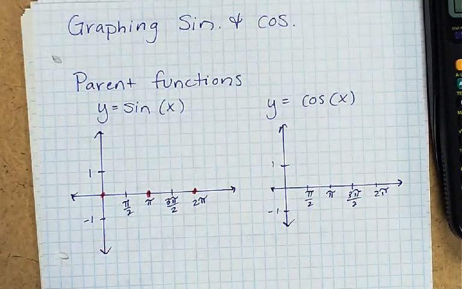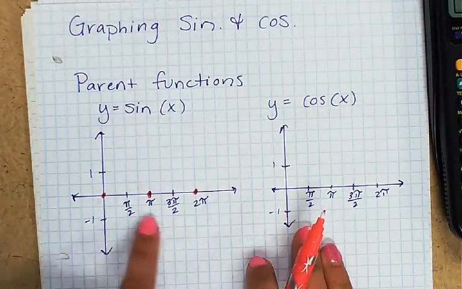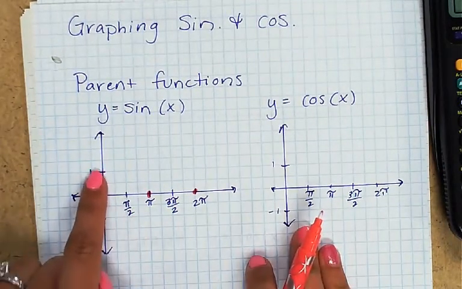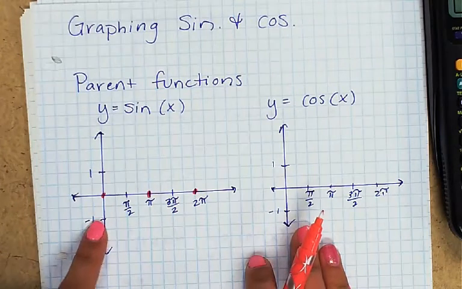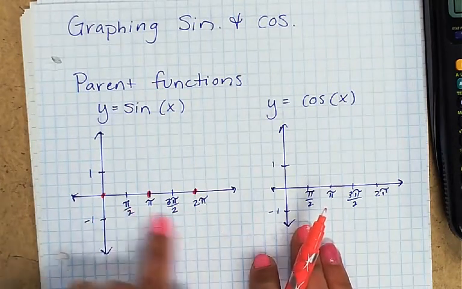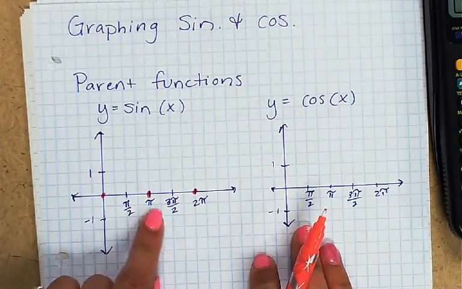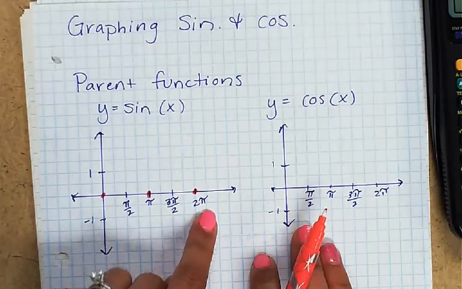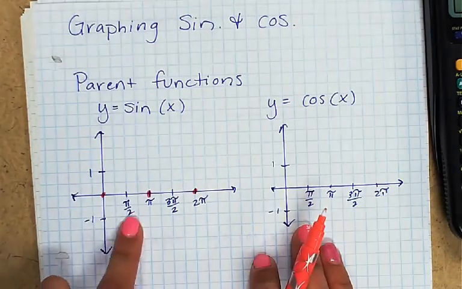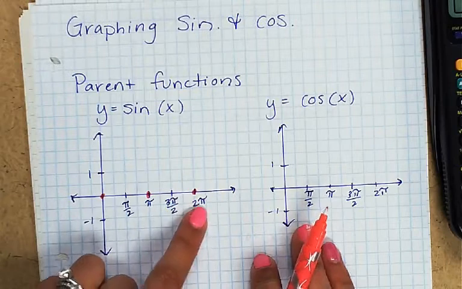Okay, so when I set up my graph too, I usually do 2 spaces to go up to 1 and 2 spaces -1. And then when I do my x-axis, it's 2 spaces pi over 2, pi, 3 pi over 2, and 2 pi. So remember, this is like a half, 1, 1.5, 2.